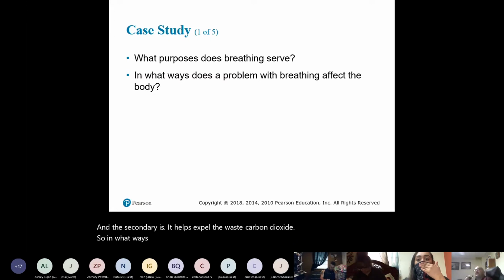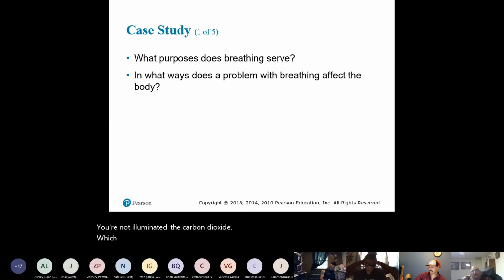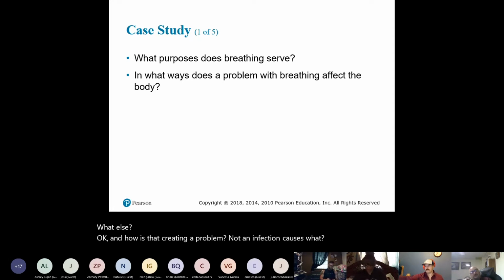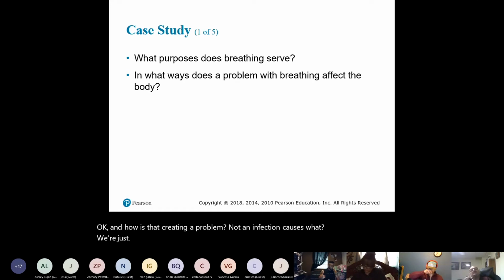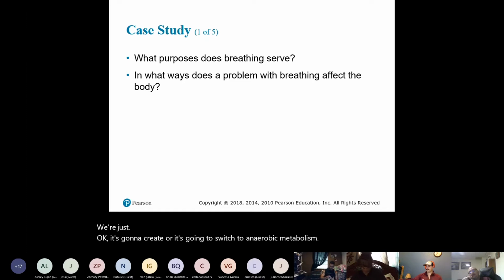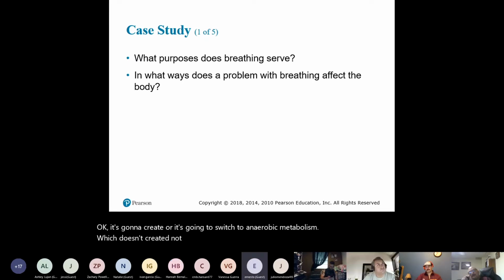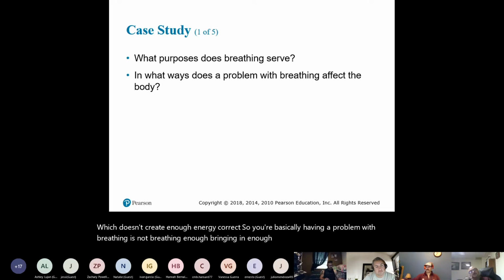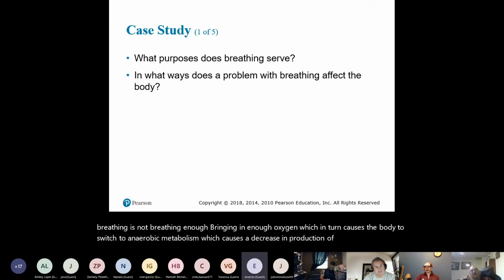So in what ways does a problem with breathing affect the body? Not getting rid of the bad stuff? Okay, you're not eliminating the carbon dioxide, which we'll find out helps create an acidic state in the body. What else? Lack of oxygen. Okay, and how is that creating a problem? Not enough oxygen causes what? Anaerobic metabolism. Yeah, exactly. It's going to switch to anaerobic metabolism, which doesn't create enough energy. Correct. So having a problem with breathing means not bringing in enough oxygen, which in turn causes the body to switch to anaerobic metabolism, which causes a decrease in production of ATP, adenosine triphosphate.